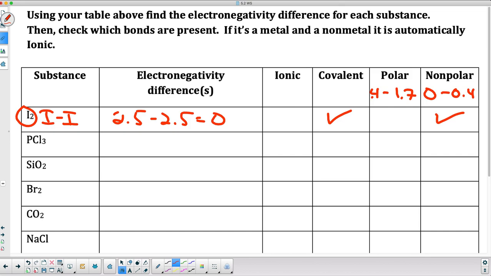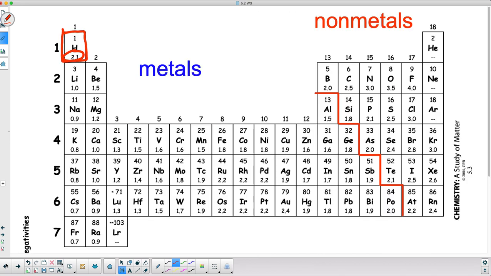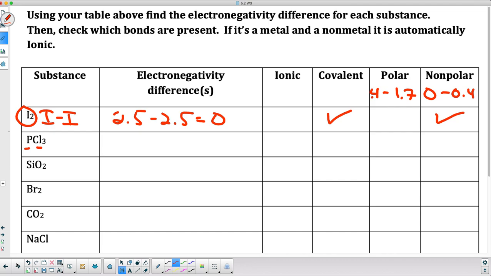Now, here I have PCl3. I have what looks like two nonmetals. I have phosphorus right here and Cl right here. 2.1 for phosphorus and 3.0 for chlorine. So I'm going to simply subtract, and what I get here is 0.9. So this is going to be covalent again because there are no metals. But this one falls in the range of polar. So I check off the polar.